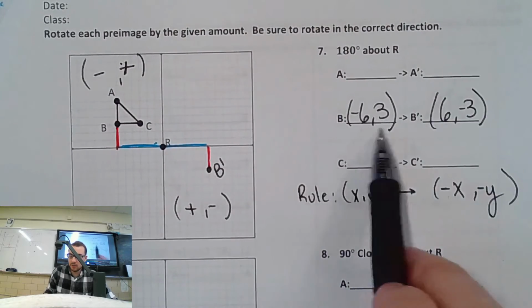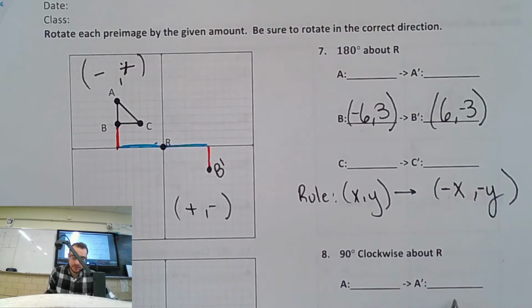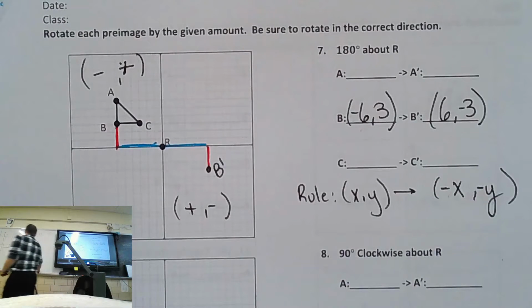So again, looking at what I got, that's the rule. Change both the signs. Why is that the case? Because whenever you rotate something 180 degrees, it does change both the signs. Look up here. Let's draw a new one. Here's my coordinate plane.